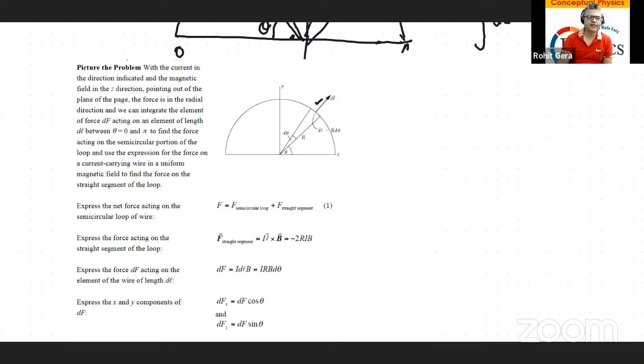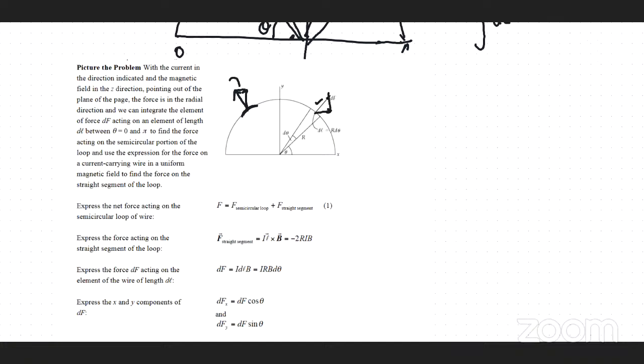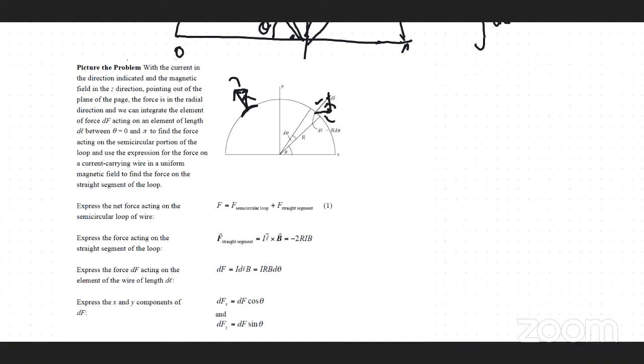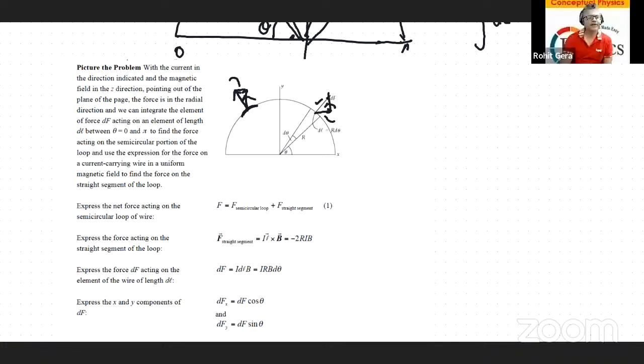Correspondingly, there is another part here. The force is radial for that also, but this force has two parts. You can see this part is cancelled, and only the upward force part is getting added. Right? So the force is radial, and we can integrate this from theta equal to 0 to pi, and the force acting on the semicircular portion of the loop, to express the net force acting on the loop.